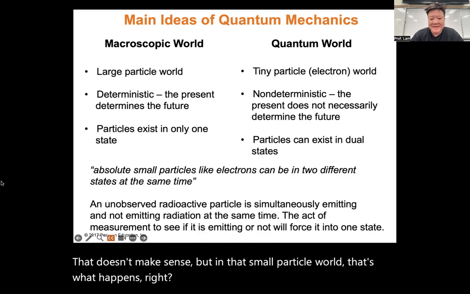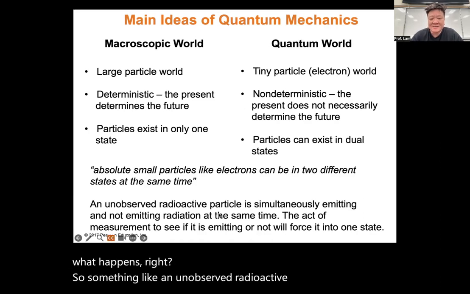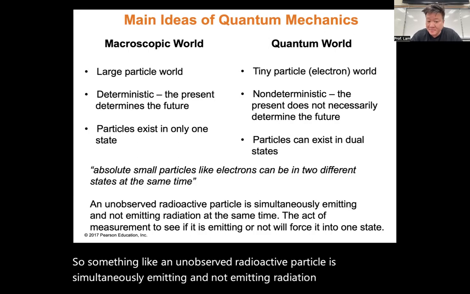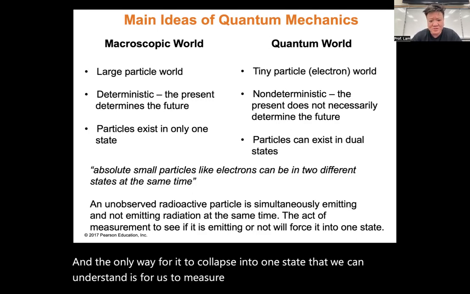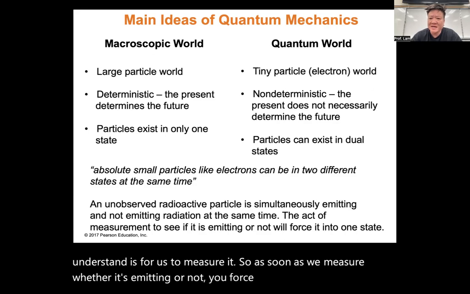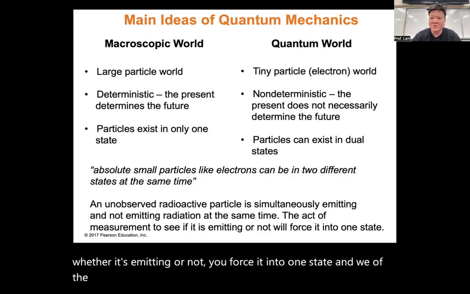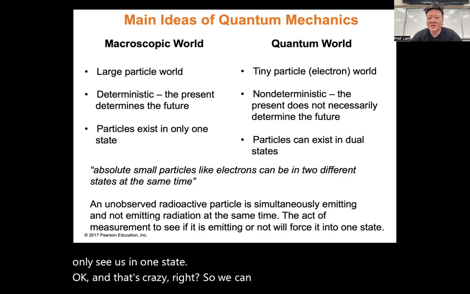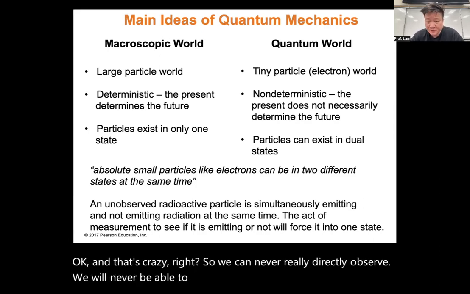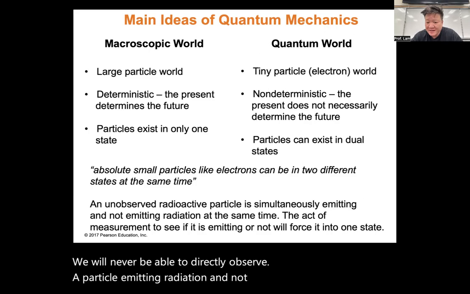So something like an unobserved radioactive particle is simultaneously emitting and not emitting radiation at the same time. And the only way for it to collapse into one state that we can understand is for us to measure it. As soon as we measure whether it's emitting or not, you force it into one state, and we of the larger particle world will only experience it in one state. And that's crazy, right? We will never be able to directly observe a particle emitting radiation and not emitting radiation at the same time.